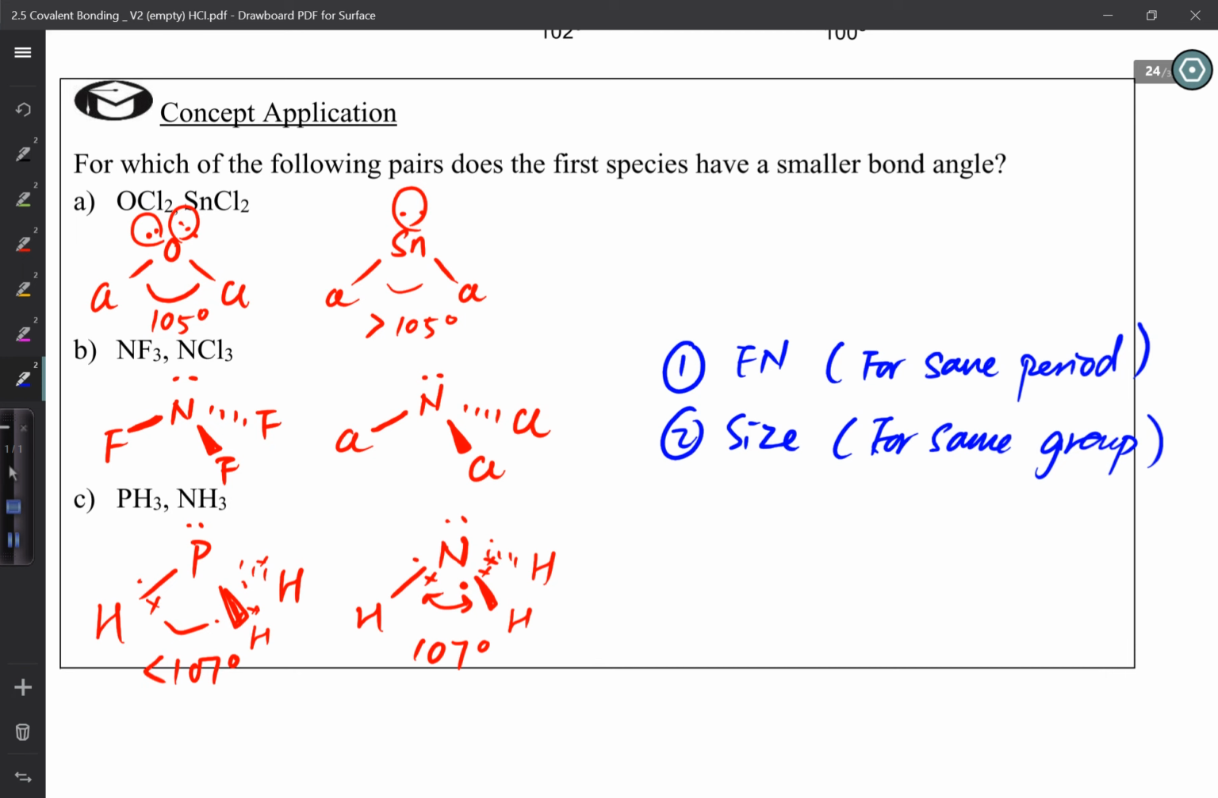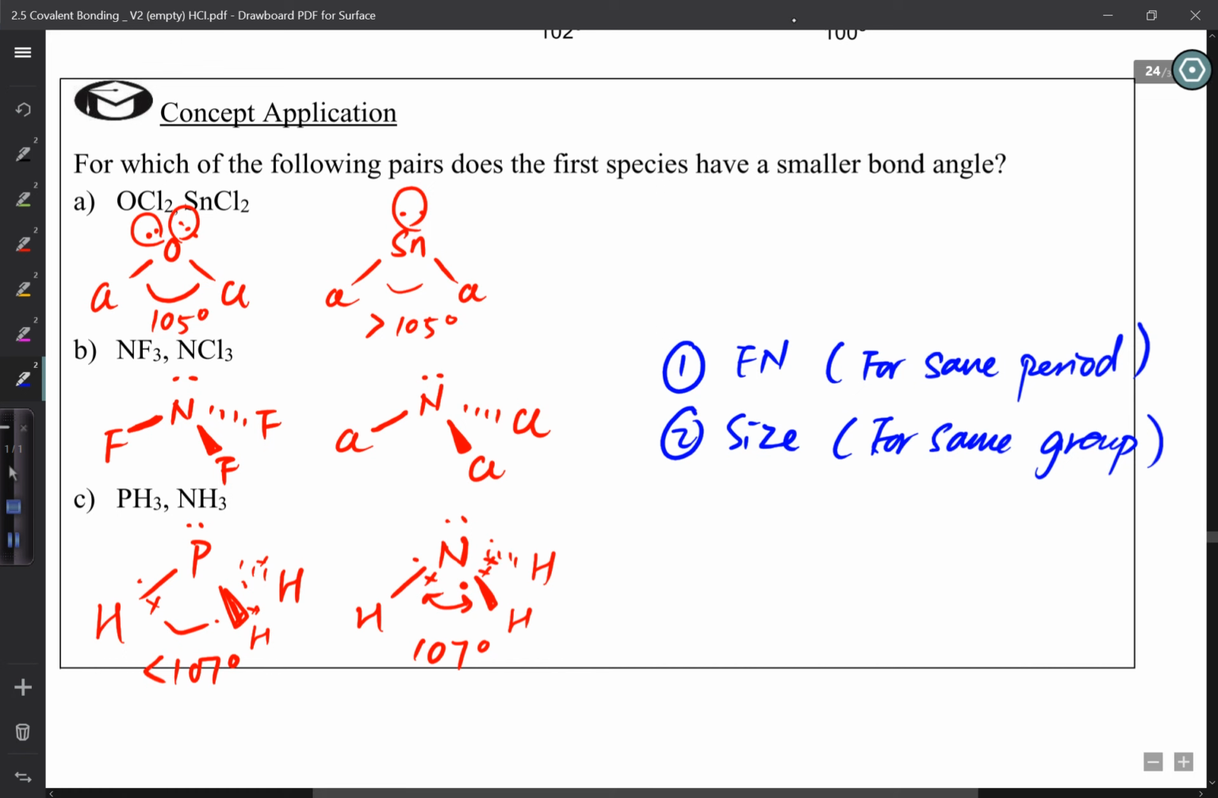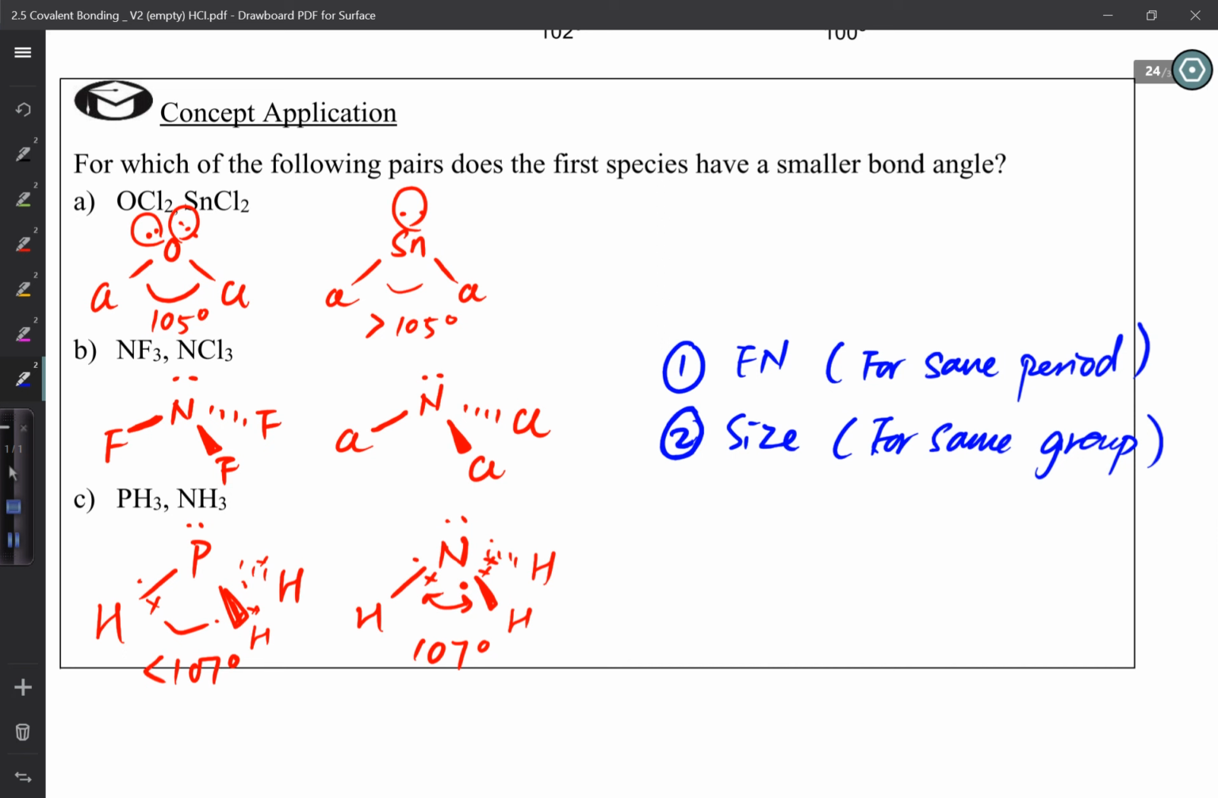Alright, so if this is confusing, and if let's say your school didn't emphasize this, then I guess it's okay for you not to memorize this. Alright? But if your school does, please remember how to deduce the shape as well as the bond angle. Alright?